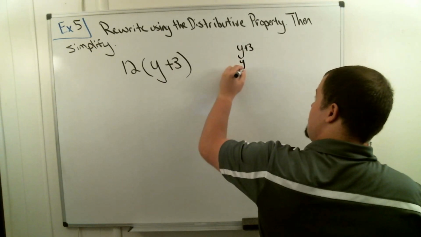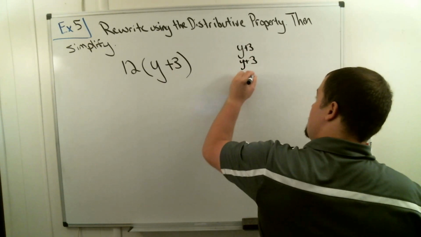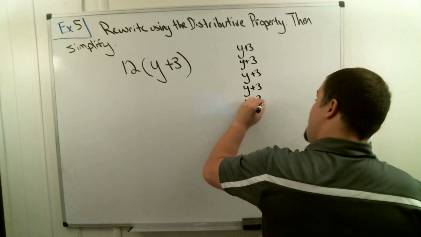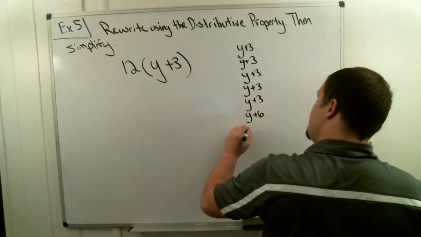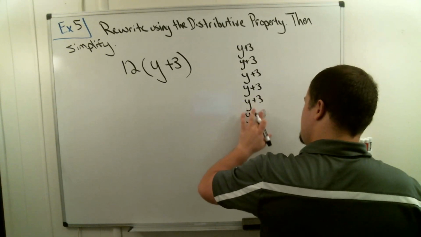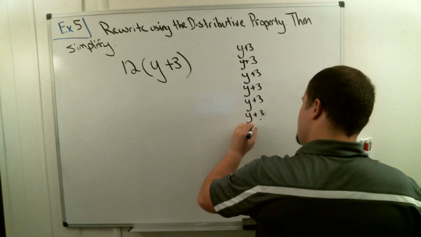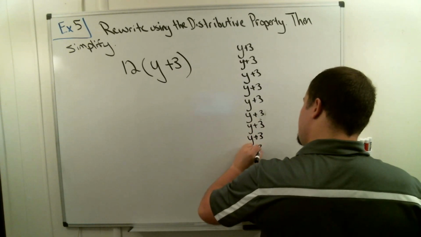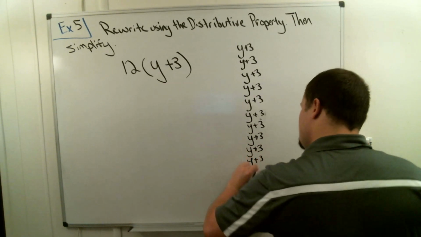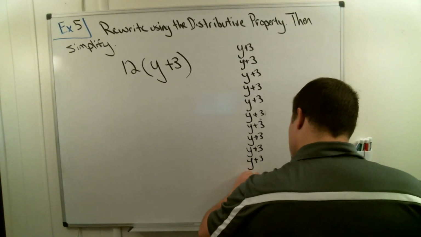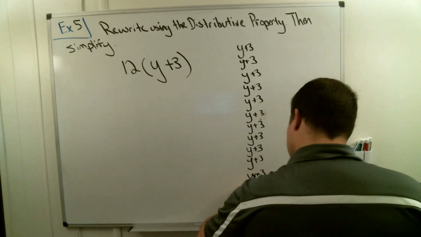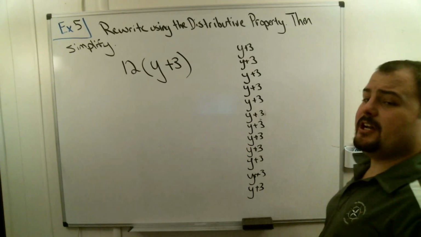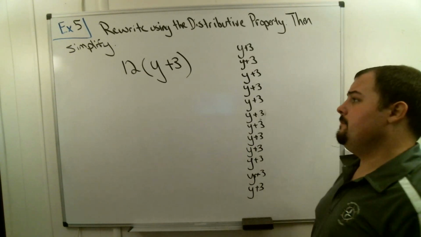Y plus 3, that's 1, 2, 3, 4, 5, 6, 7, 8, 9, 10, 11, 12. So, not many of us want to write something out 12 times to get the final answer.